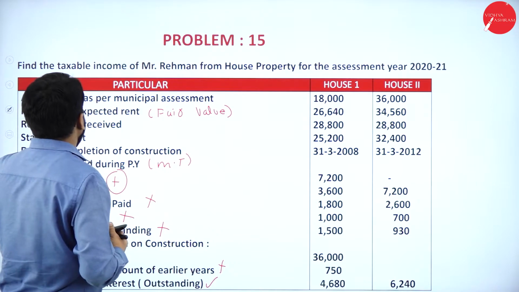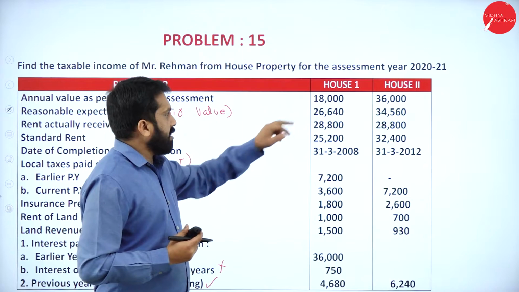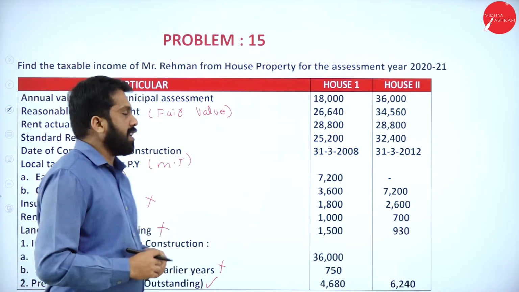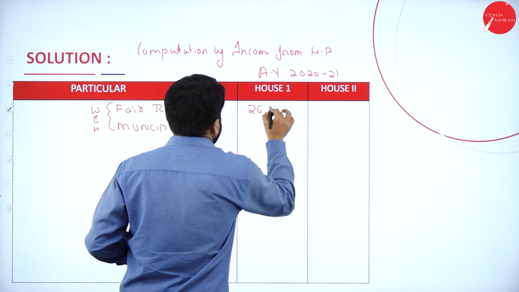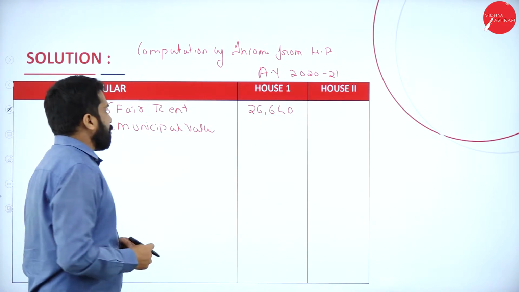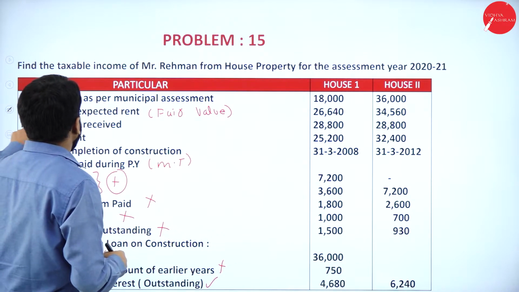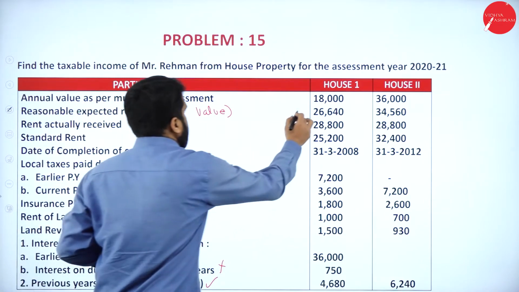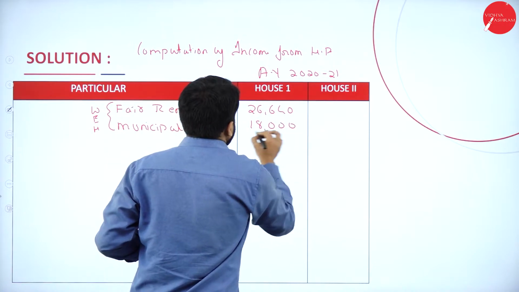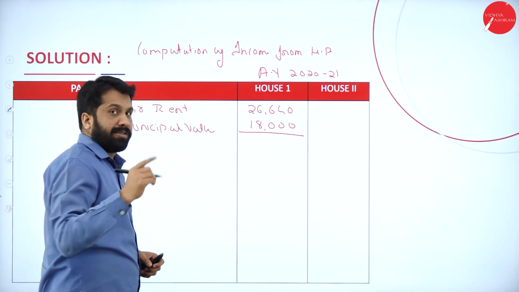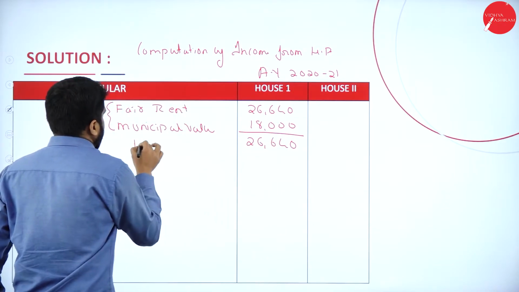Your fair rent is how much? Your reasonable rent itself, we call it fair rent. 26,640. Now, what is your municipal value? We'll check. Your municipal value, it is given. Yes, it is 18,000. Whichever is higher, the higher will be 26,640. So higher value.